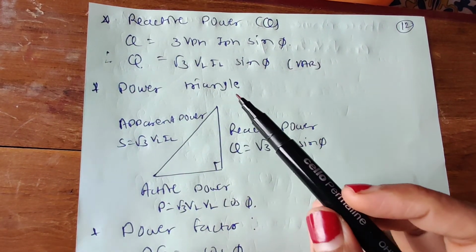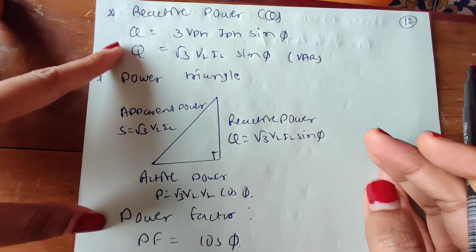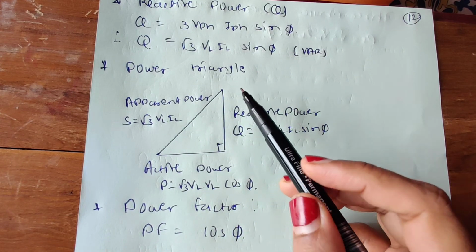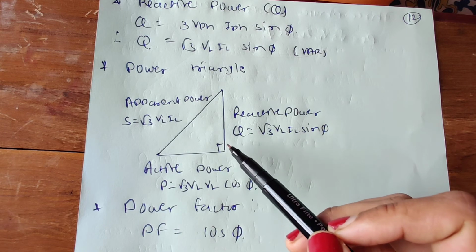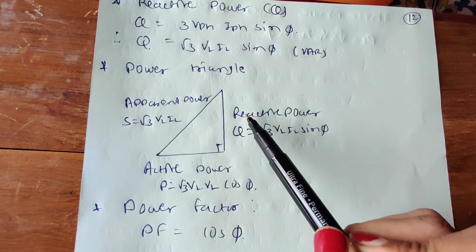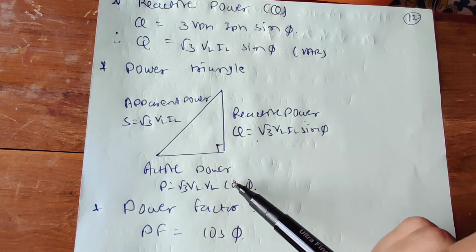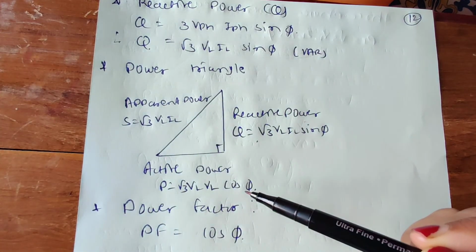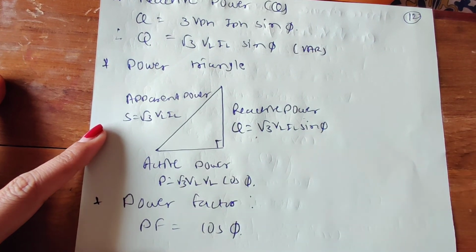Now by considering apparent power, active power and reactive power, I can establish a relation using the power triangle, a right angle triangle, where one side represents the reactive power, the second side represents the active power, and the hypotenuse represents the apparent power. This is how I can write the power triangle for a delta connected load.